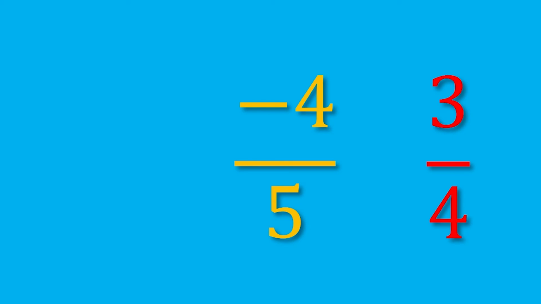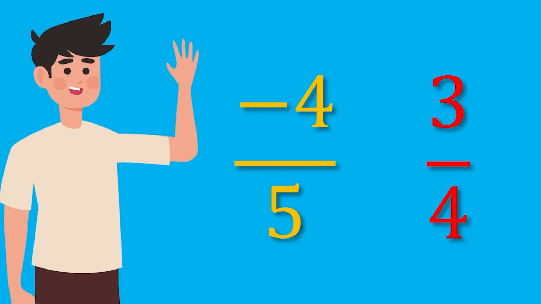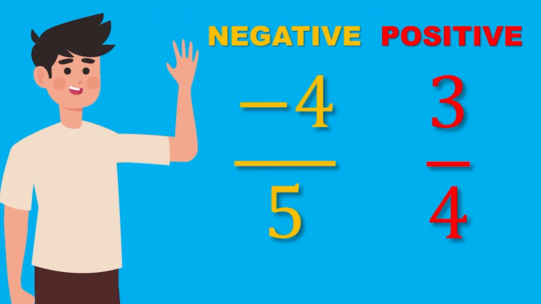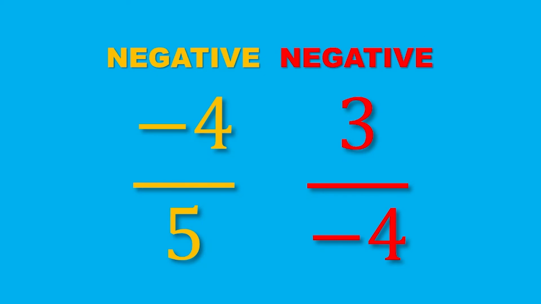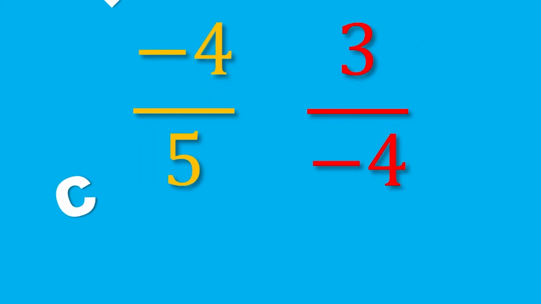Now here we are going to compare these two rational numbers, and you will be like, oh, I know this. Since the first number is negative and the second number is positive, the positive value will be greater than the negative value. But what if both of them are negative? In that case, cross multiply.